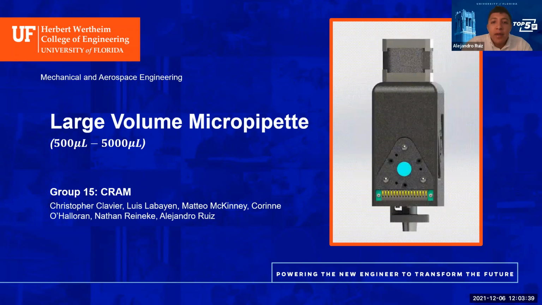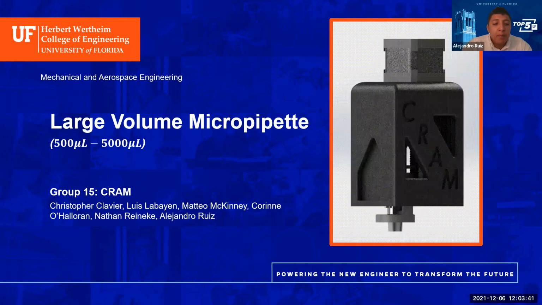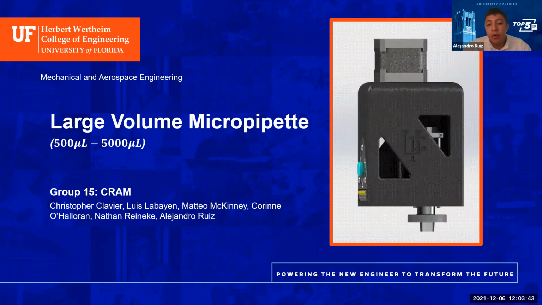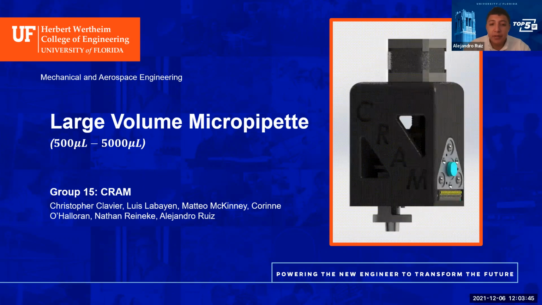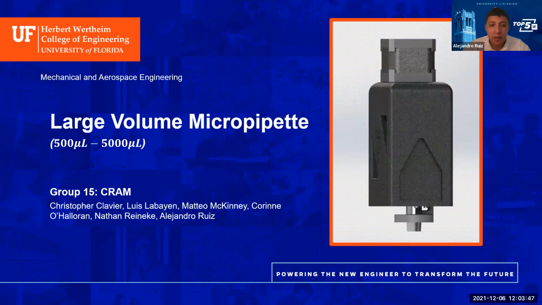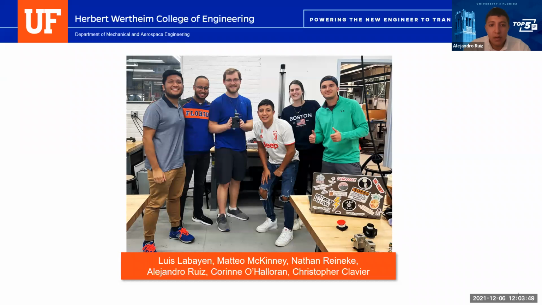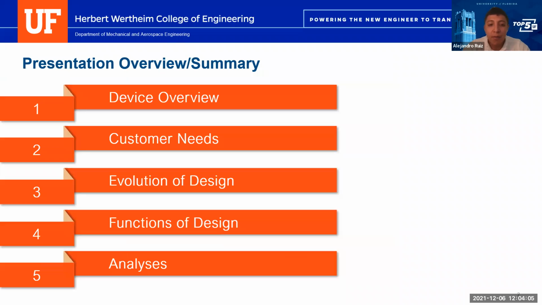We are Cram, and this is our automated large volume micropipette of 500 microliters to 5,000 microliters. As you can see in the picture, this is us from left to right: Luis, then Mateo, then Nathan, then myself, Alejandro, then Corinne and Christopher. These are the people that make up Cram.